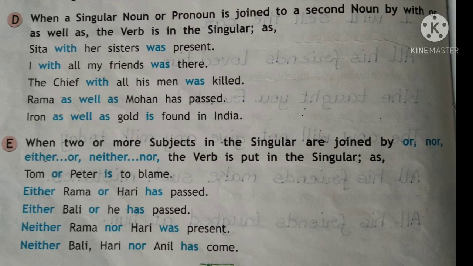The second one, I with all my friends. Again, here we are talking about two persons, that is myself, that is I, and my friends. But I and my friends are joined together with with. So we refer to only one singular person, that is I, and we write the singular verb was there. The chief with all his men was killed. Again we are talking about one person, the chief with all his men. Here we refer only to the chief who is singular. So we write was killed.